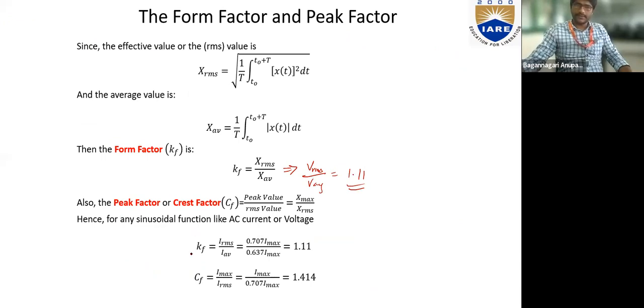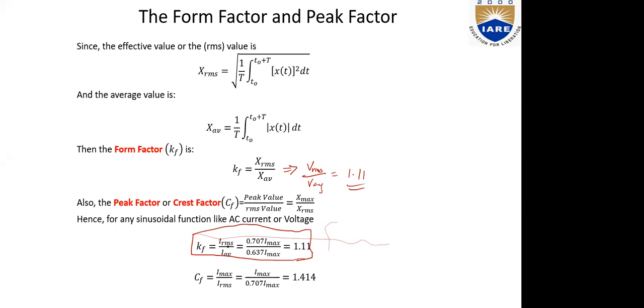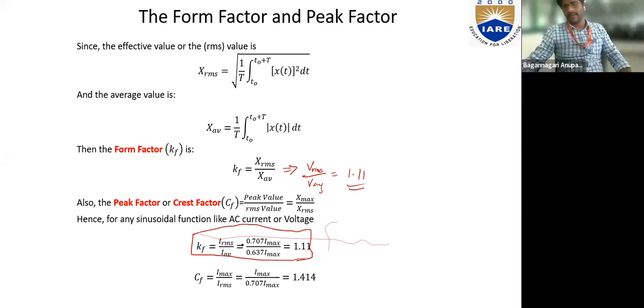Here is the equation. See, we have a commonality between these two, right? What is the commonality between them? We can convert them in terms of I naught. RMS and average value can be written in terms of maximum values. So the ratio of IRMS by I average can be given as form factor.